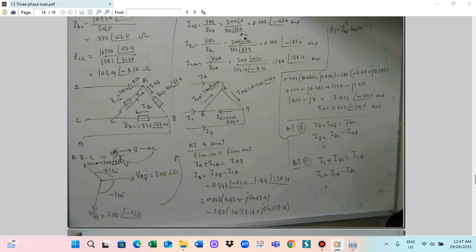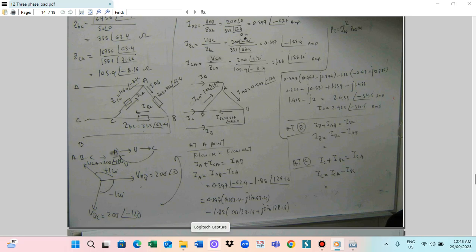And then you can calculate ICA. ICA is VCA divided by ZCA. So VCA is 200 angle plus 120 degree, and ZCA we already calculated, 105.9 angle minus 8.16. So you divide 200 by 105.9. Then we get 1.88 ampere. So the angle becomes 128.16 degree ampere. So we calculated IAB, IBC, and ICA.